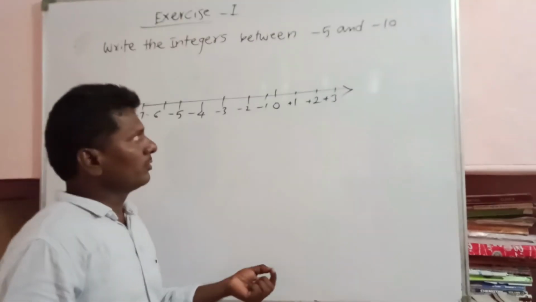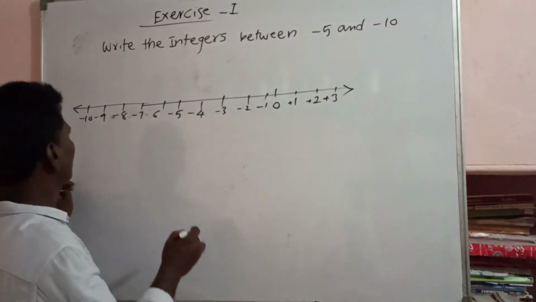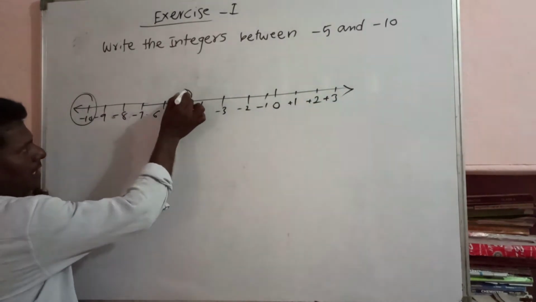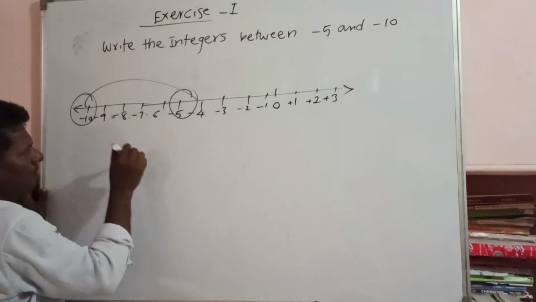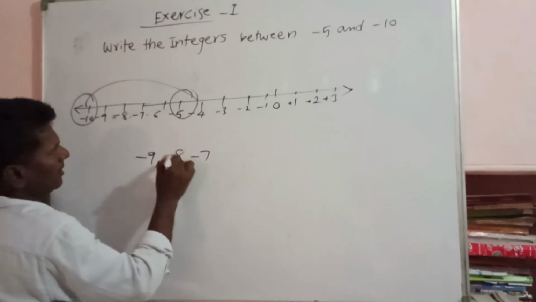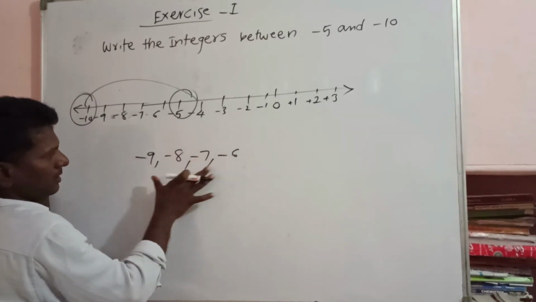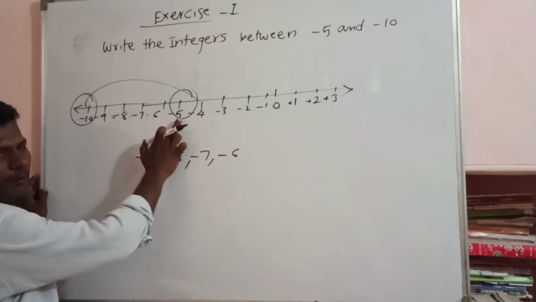We have to find out the integers between minus 5 and minus 10. So here is minus 10, here is minus 5. We get minus 9, minus 8, minus 7, minus 6. These are the integers between minus 10 and minus 5.